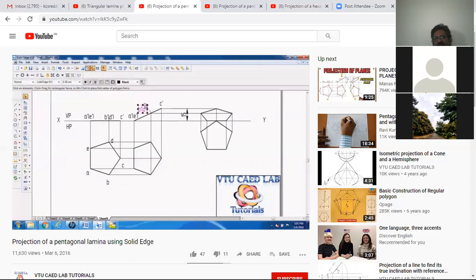Okay, so next, the top view. A, B, C, D, same as it is, we can keep it as A, B, C, D, E.